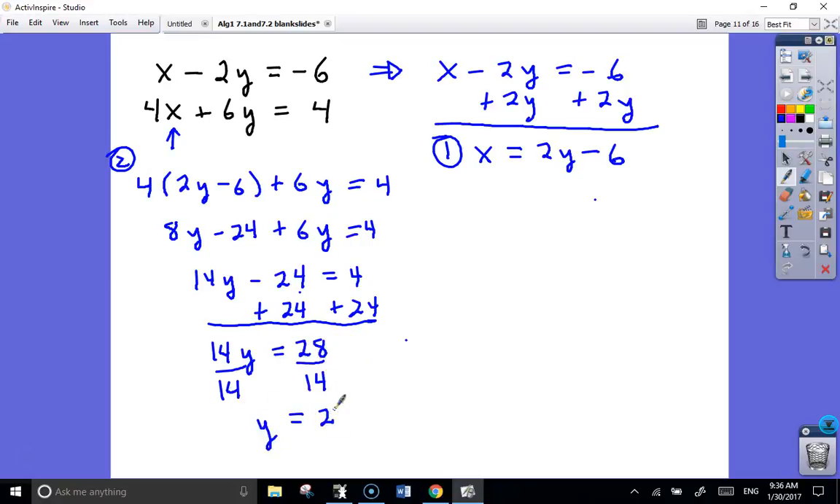What does step 3 say to do? With substitution, find the second variable. You've got the perfect place to go: the equation that you solved for x in the first step. Plug in y equals 2 there. Solve for x.